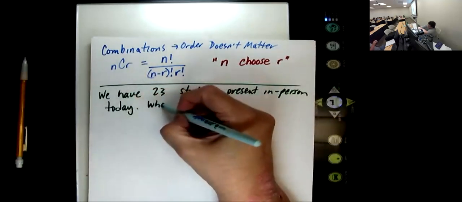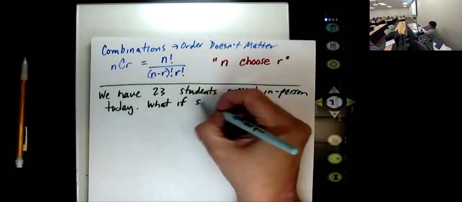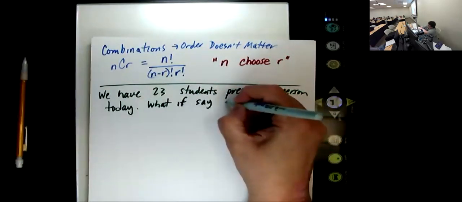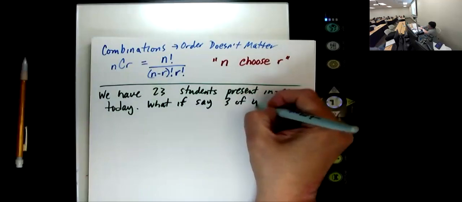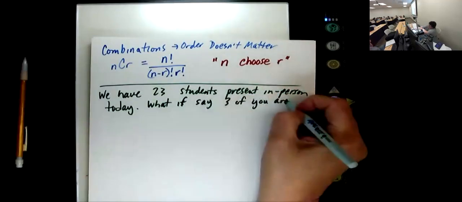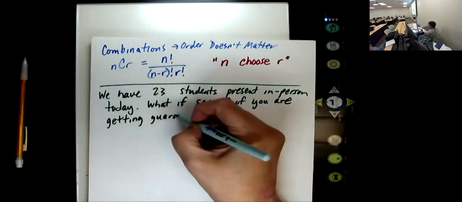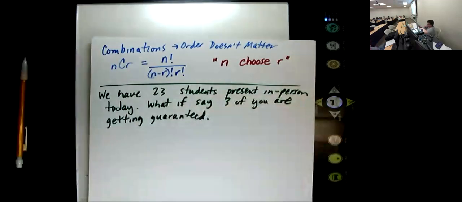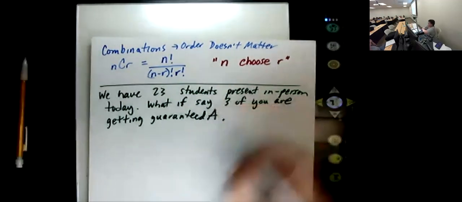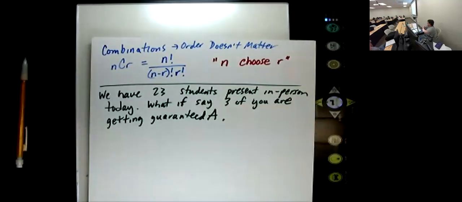What if I say 3 of you are getting an A no matter what? Getting a guaranteed A no matter what you did on the test. Who in here wants a guaranteed A? This isn't a trick question. I'm only seeing like a couple hands up. A lot of you. Some of you might be too busy writing down.